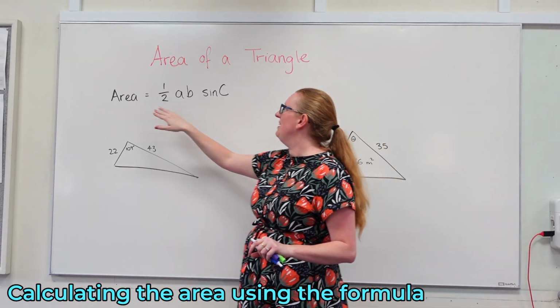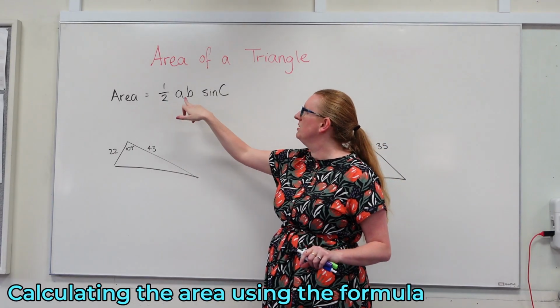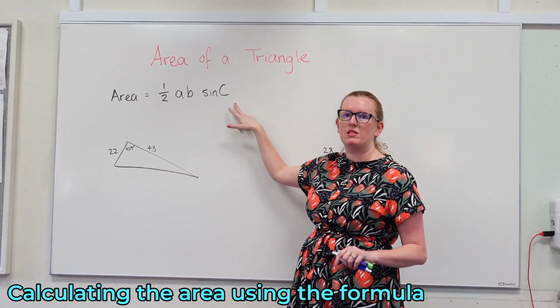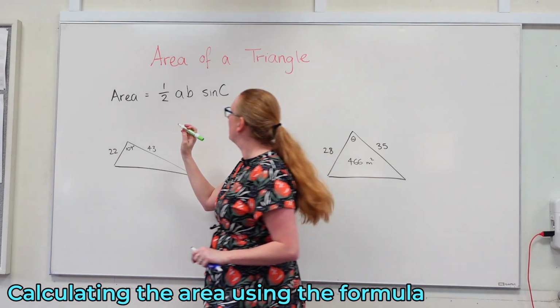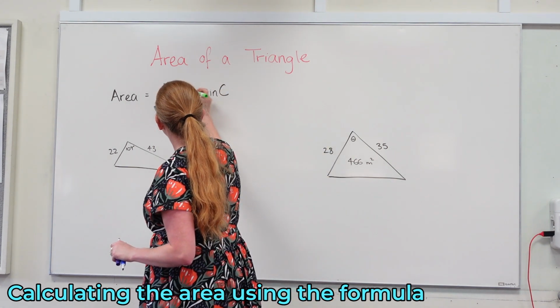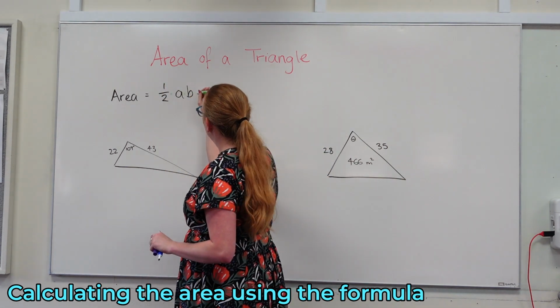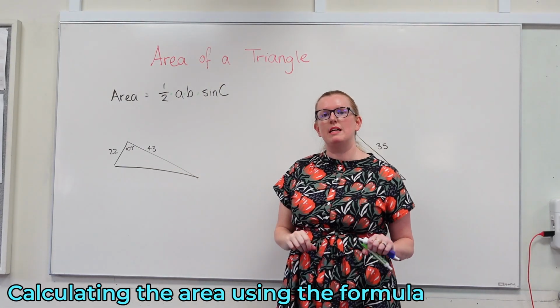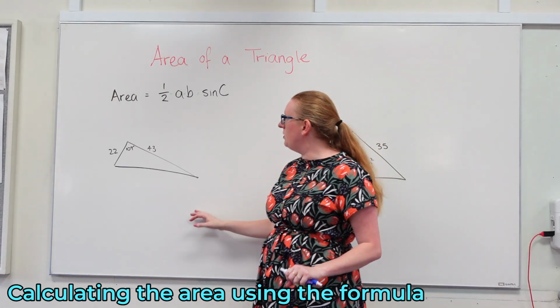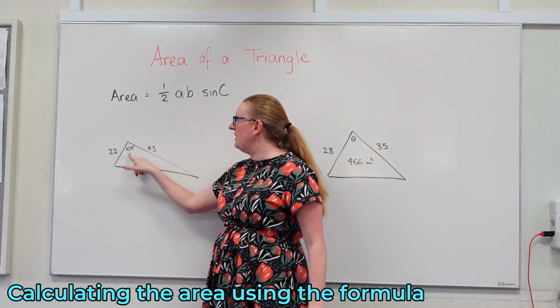So the formula is area equals half ab sine capital C. Now, in between each of these is a little invisible multiplication symbol, so they're all being times together. And our little letters represent our sides and the capital letters represent our angles. So here we've got a question, we've got two sides and an angle.